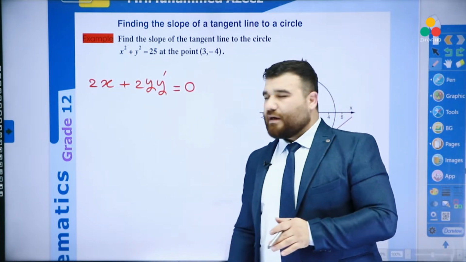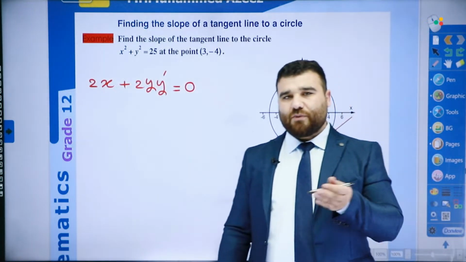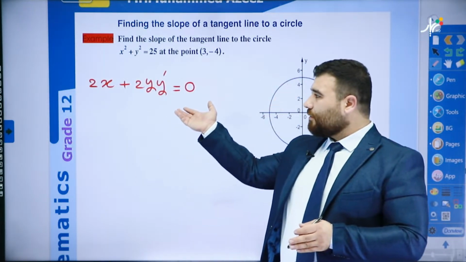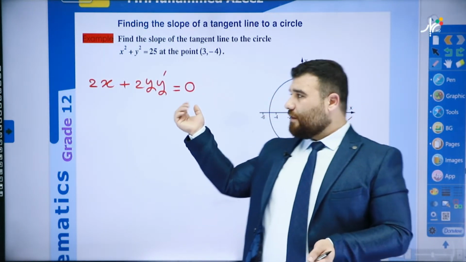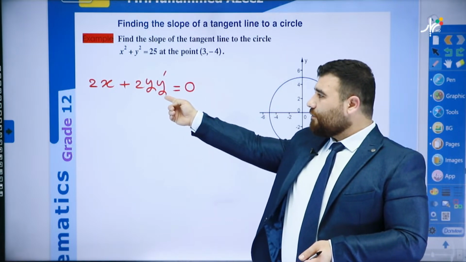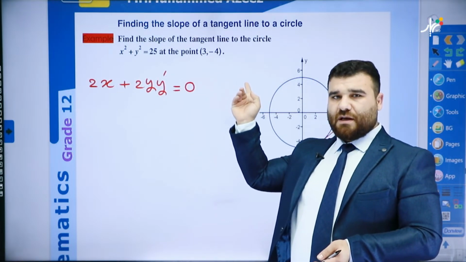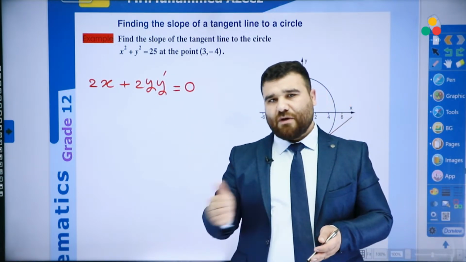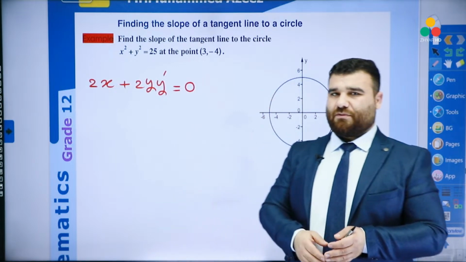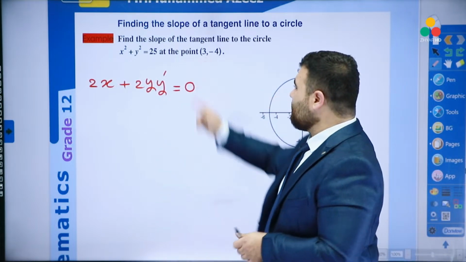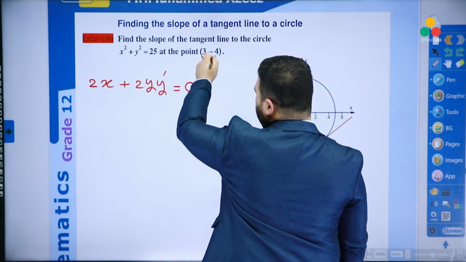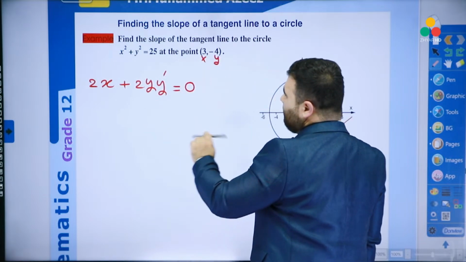Here, the question doesn't say find y prime to make y prime alone. The question doesn't say that. This is why the idea of y prime is faster for such questions. But if the question said find y prime, it's better to use the rule. Here, I know x, I know y, I only replace.